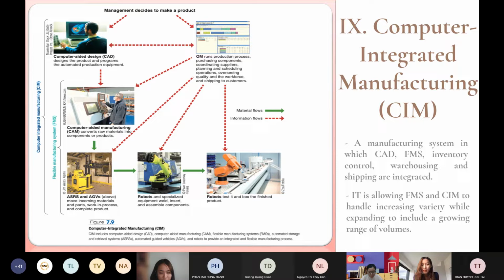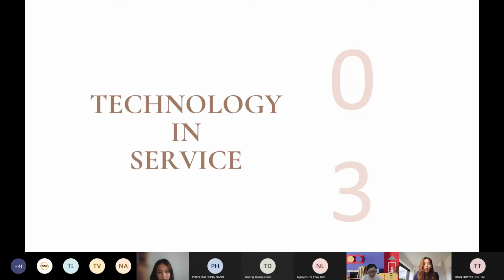Flexible manufacturing systems and computer integrated manufacturing are reducing the distinction between low volume, high variety, and high volume, low variety production. Information technology is allowing FMS and CIM to handle increasing variety while expanding to include a growing range of volumes. Okay, that is the end of my part.